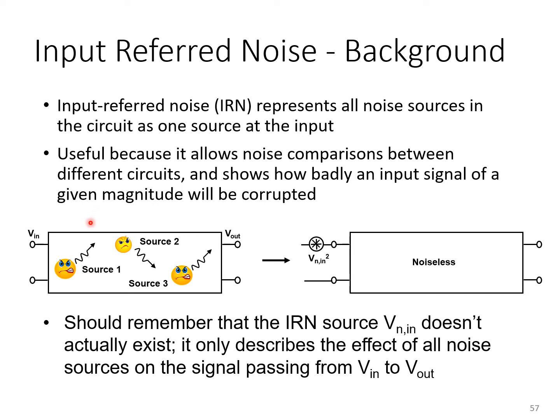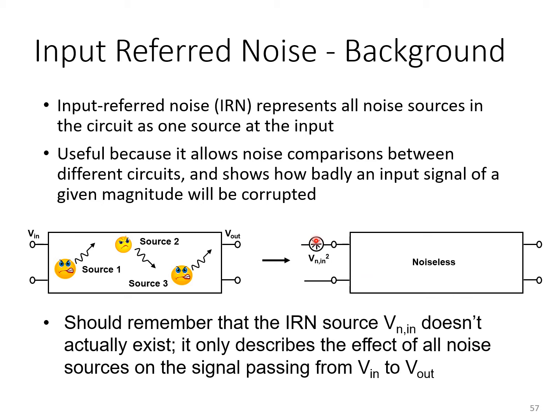the circuit, but that instead you can pretend that the circuit is entirely noiseless, but there's really just one noisy source at the input. And it's useful because it's usually at the input that your signal is being applied. So it allows the level of noise to be compared directly to the input signal amplitude and to get a feel for how badly that input signal is being corrupted by all the noise sources in the circuit just by reference to one number.